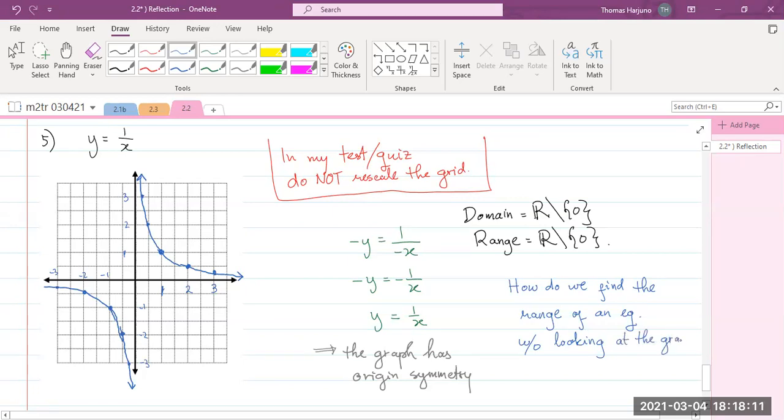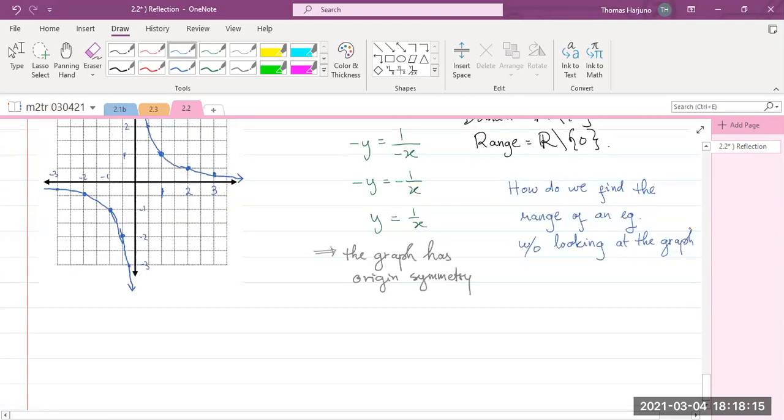Then we do it algebraically. One of the techniques is to solve the equation for x and read which y are okay. So I'll solve for x first and then read which y are okay.